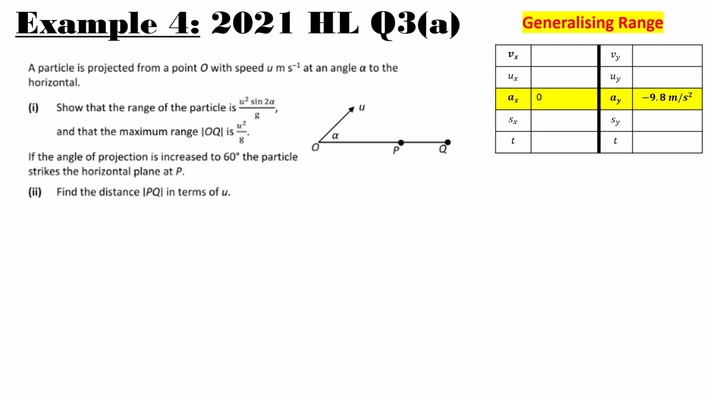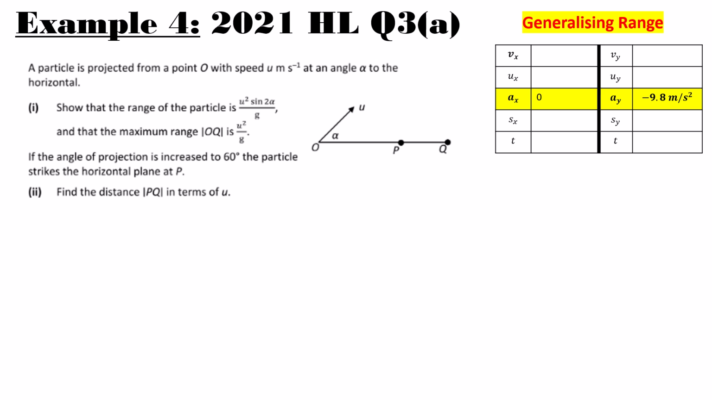So this is question 3, part A from the 2021 higher level paper. This is a question where we're generalizing the range. So we're going to be getting a formula for range that is true for all projectiles on a horizontal plane. A particle is projected from point O with speed u at an angle alpha to the horizontal. Show that the range of the particle is u squared sine 2 alpha over g, and the maximum range from O to Q is u squared over g.